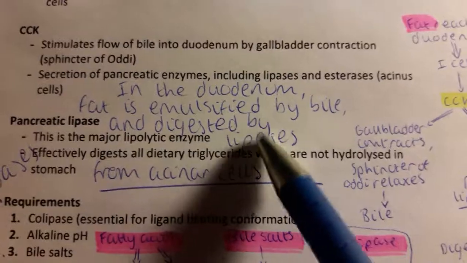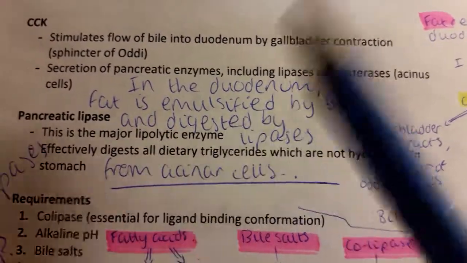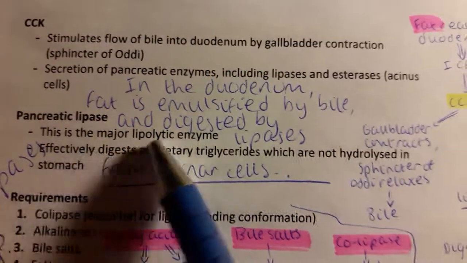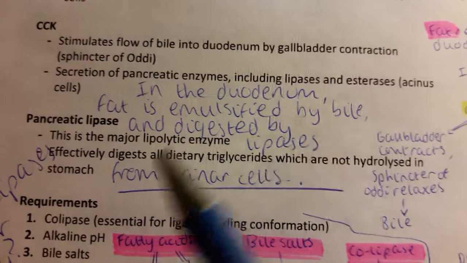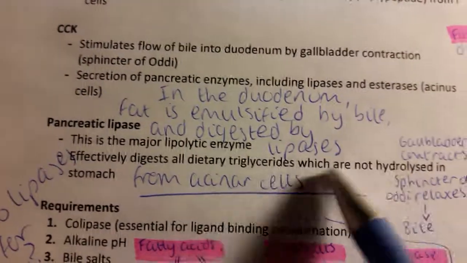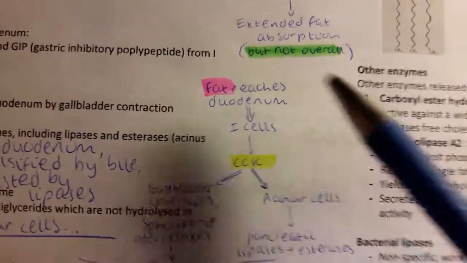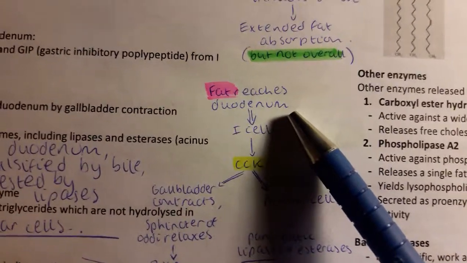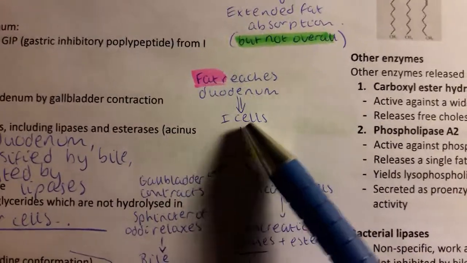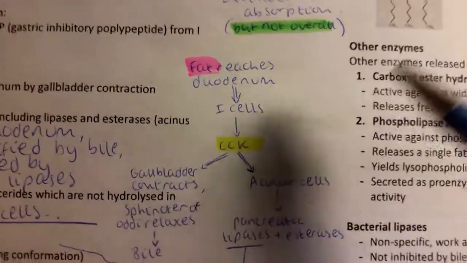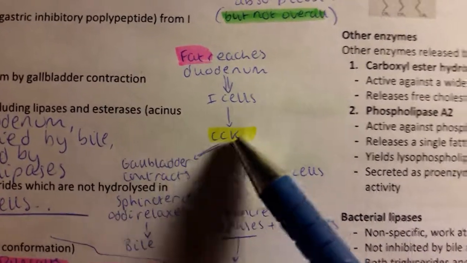Now, the emulsification that I mentioned by the bile salts from the liver happens in the duodenum. In the duodenum, fat is emulsified by bile and digested by lipases from acinar cells of the pancreas, so pancreatic lipases, right? So let's see how that happens. Well, fat reaches the duodenum and it stimulates the duodenal I cells. Remember, I cells are associated with fat. And I cells of the duodenum produce something called cholecystokinin.